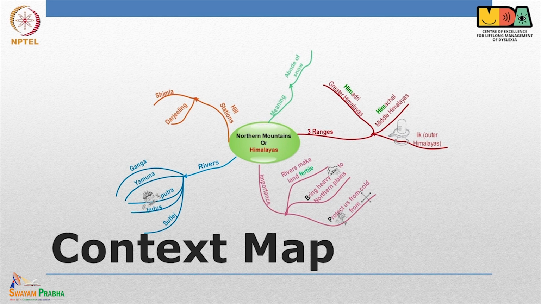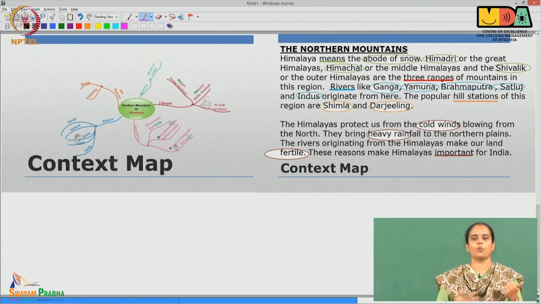So, what was the arm that we drew? Meaning. How many subarms did he see? There was only one subarm, and what was written on top? Abode of snow. What was written below the first arm? What color did he see in that arm? The second arm drawn was the three ranges. How many subarms did he see? What was written on the subarms? Was there any word or it was only pictures? Proceed to verbalize the whole context map till the child is very, very comfortable with the whole of the context map.